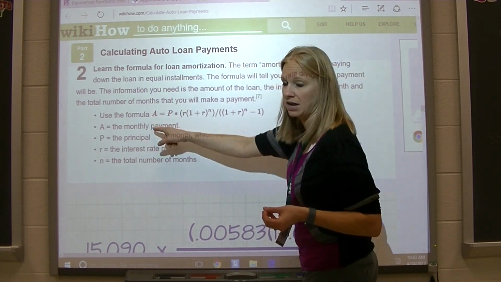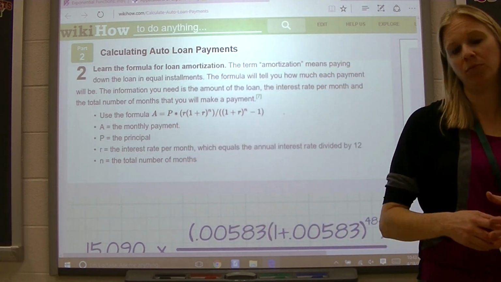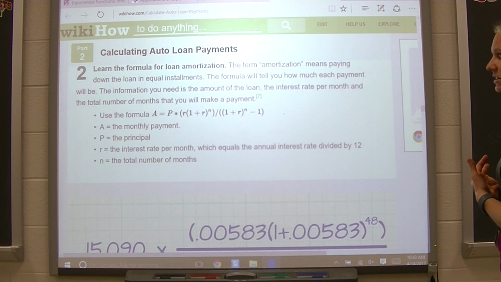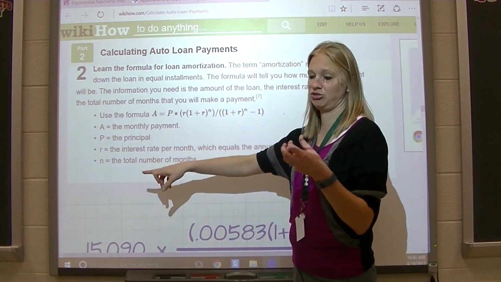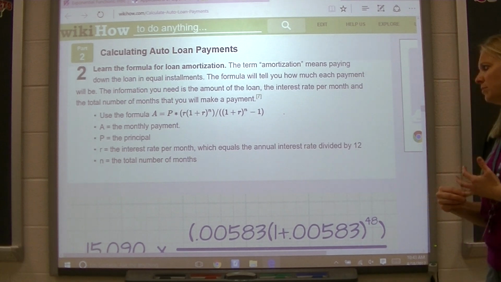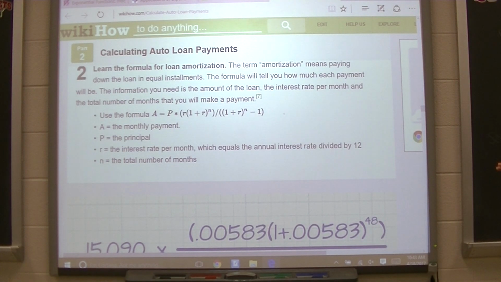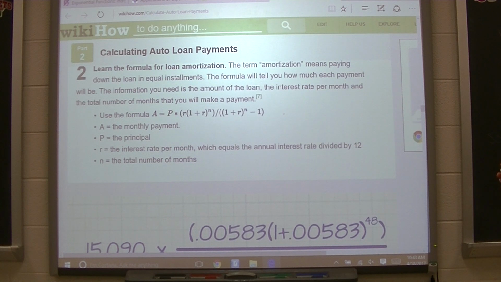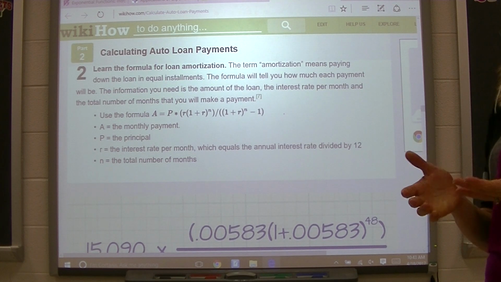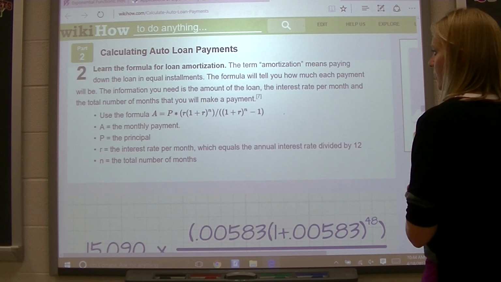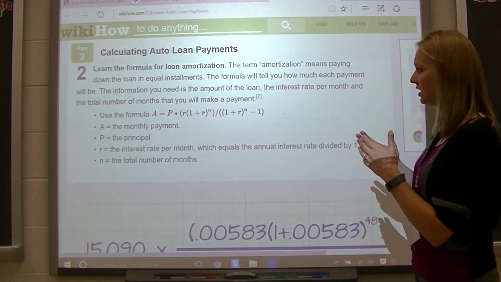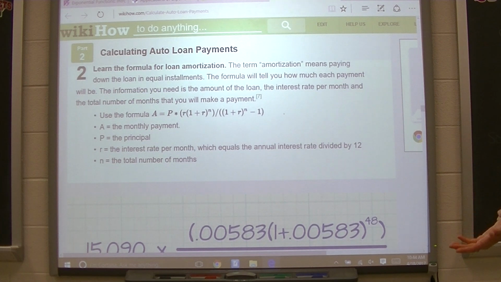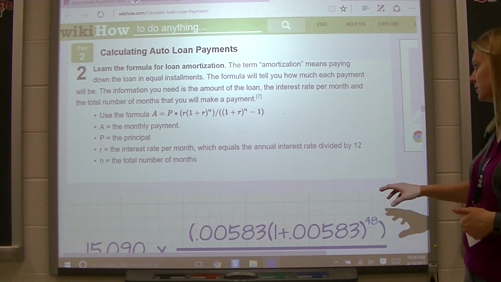Typically in our problems, sometimes we'll be given the monthly payment and we have to find other things. P is the principal, the initial amount of the loan. R is the interest rate per month, which equals the annual interest rate divided by 12. That's important because typically you're given the APR, the annual interest rate, so we have to divide it by 12 to find the monthly interest rate, because we're trying to find the monthly payment. And N is the total number of months that we will be paying on this. Oftentimes it's expressed in years, so you have to convert the years to months.